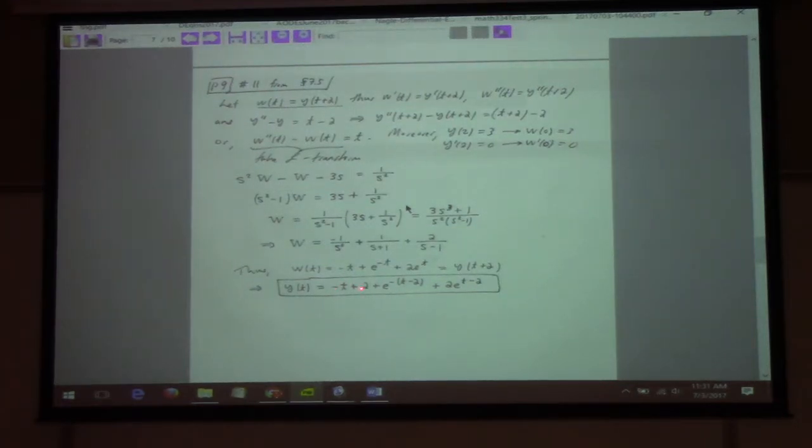So if you plug in t equals 2, you get 0 from this, right? This becomes 1, and that becomes 2. 1 plus 2, 3. Yay. And if you differentiate this, this gives you minus 1 minus e to the minus t minus 2 plus 2e to the t minus 2. If you plug in t equals 2, you get minus 1 plus 2, which is 0. So it checks. It checks.